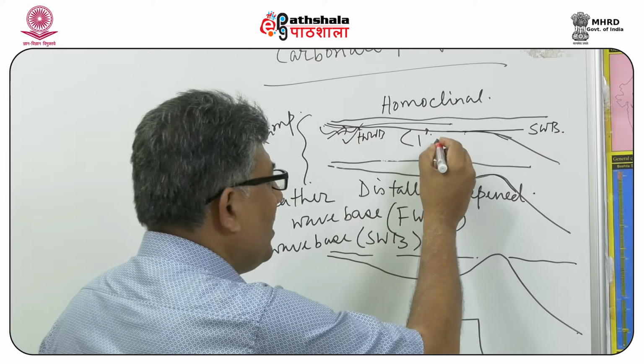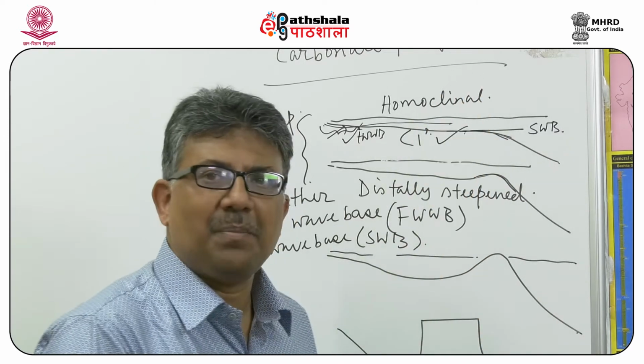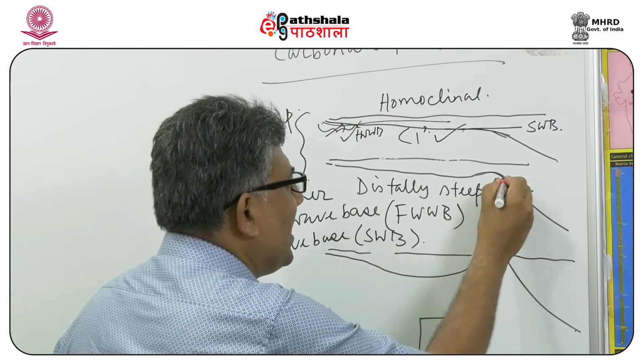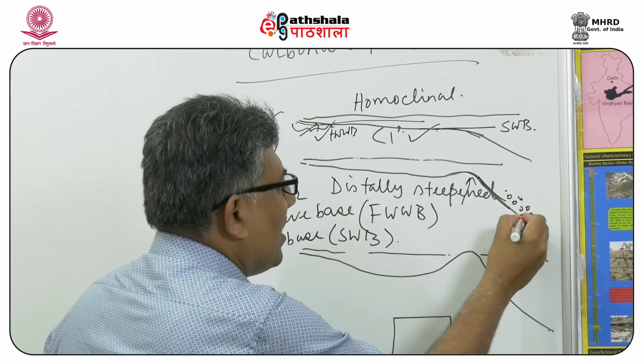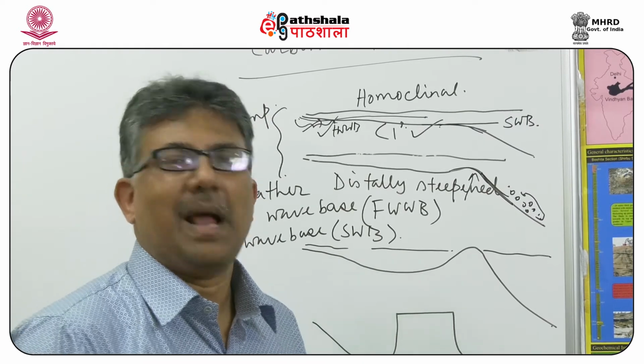So no mass flow will be available in a ramp with a very low gradient, but here, because of the slope generation, we get the generation of mass flows, that is, the turbidites or the density flows associated with the distally steepened ramp.